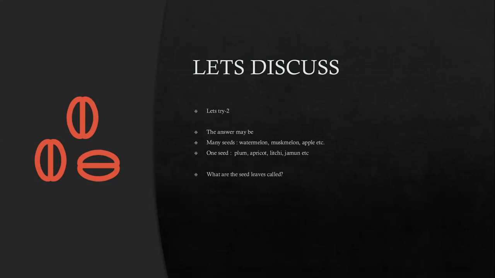Now, what are the seed leaves called? Seed leaves are called cotyledons. What are the two types of seeds we have? Right, the two types of seeds are monocotyledons and dicotyledons.